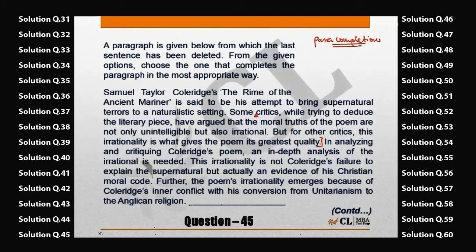So, a quick break. We are talking specifically about Coleridge's The Rime of the Ancient Mariner, and how one goes about deducing or analyzing the literary piece. So, what some critics feel and what other critics feel. In analyzing and critiquing Coleridge's poem, an in-depth analysis of the irrational is needed. This irrationality is not Coleridge's failure to explain the supernatural but actually evidence of his Christian moral code. Further, the poem's irrationality emerges because of Coleridge's inner conflict from his conversion from Unitarianism to the Anglican religion.